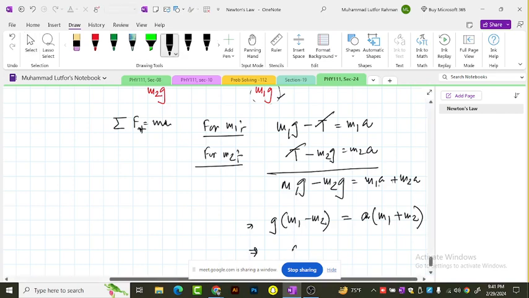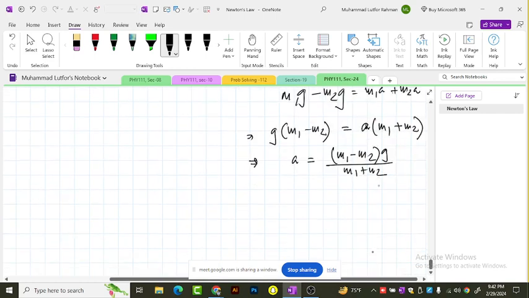All right, then I can find the acceleration from here. It should simply be M1 minus M2 into G divided by M1 plus M2. That should be the acceleration of this system.